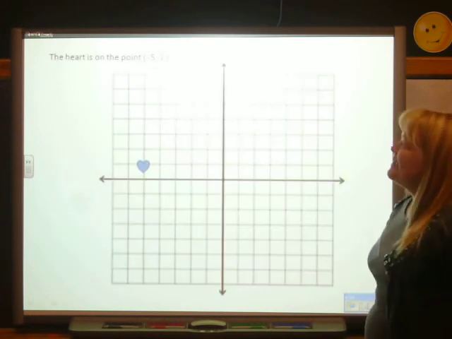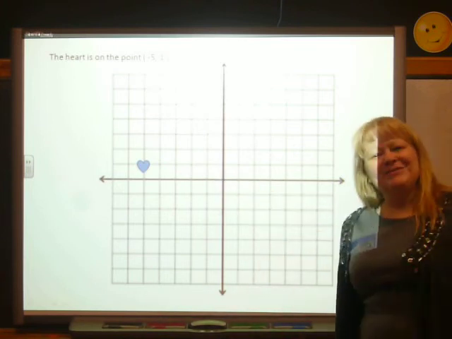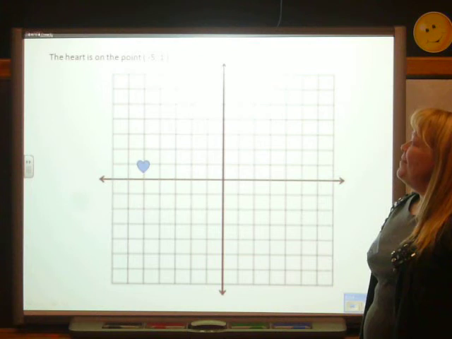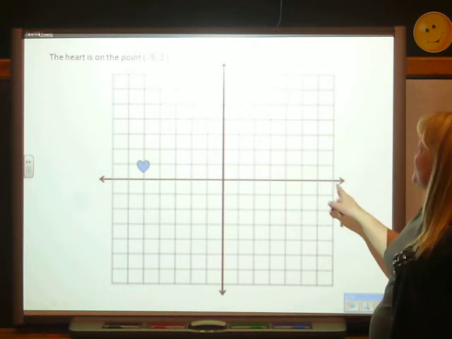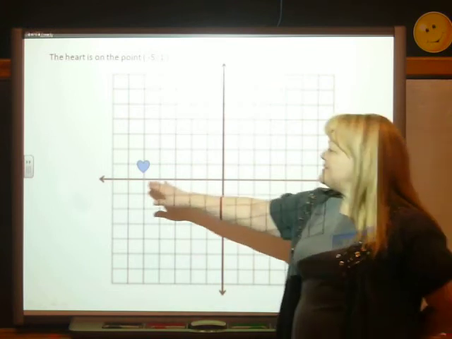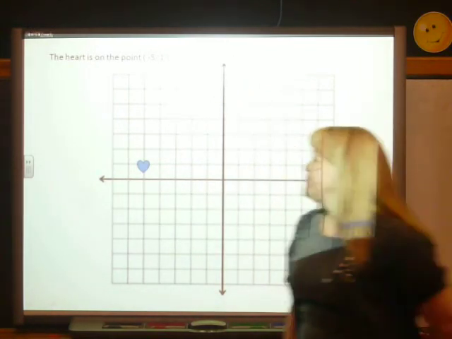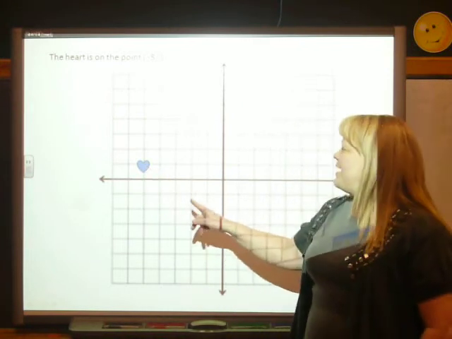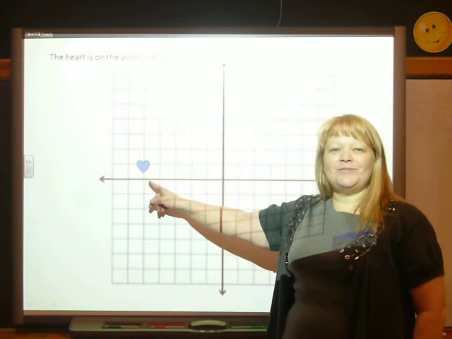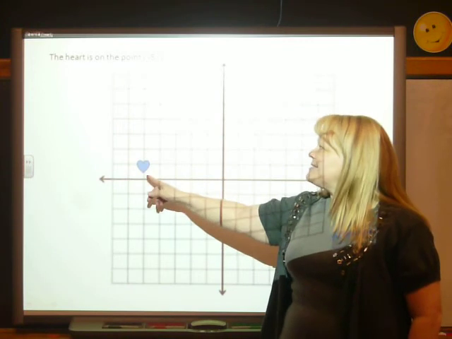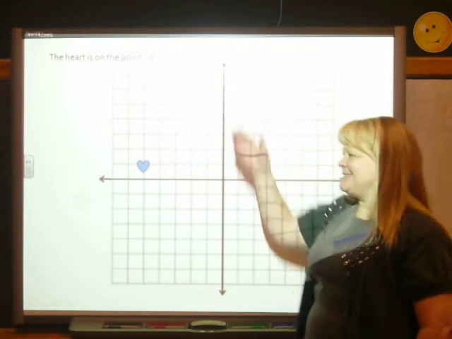So if we take this heart, which is our point, so I'll use a heart, Cupid Shuffle. We have the X and Y axes, and they're kind of blinking off and on here. This is your X axis, and this is your Y axis. And we have a heart, which is on the point -5, 1, because it's 1, 2, 3, 4, 5 in the negative direction along the X axis, and 1 in the positive direction along the Y axis.